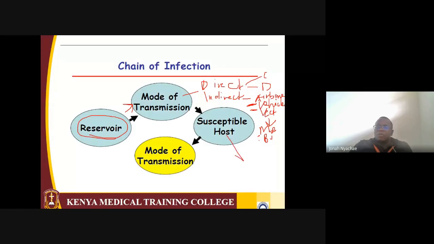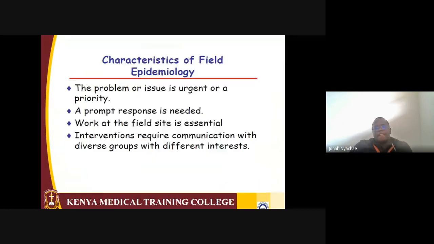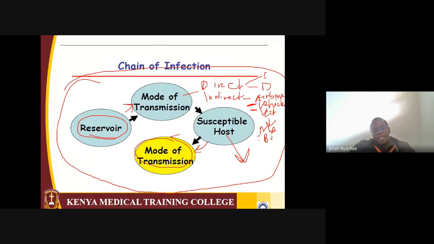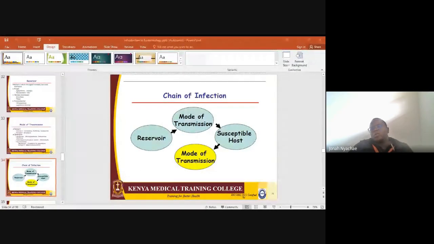And then you have the susceptible host, who could be you and me. And then from the susceptible host, again, we can have a mosquito biting the susceptible host and then also, through a particular mode, causing an infection. So this is what you need to be able to describe when you're asked to describe the chain of infection. So I'd like to end there because I think 1 hour has elapsed. Unless you have any question, you can ask so that we can have another session next week.